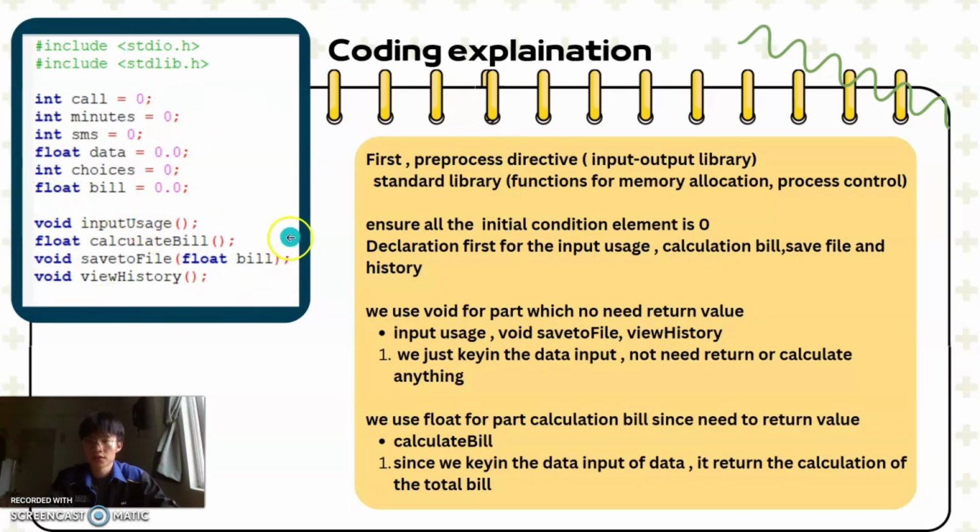Here we need to declare the functions: void input usage, float calculate bills, void save to file, bracket float bills, and void view history. So why do we use void here? Because this part has no return value, and the float part has a return value.